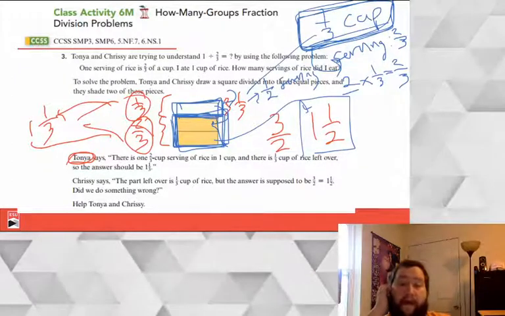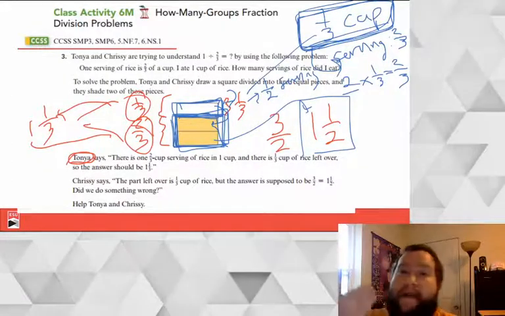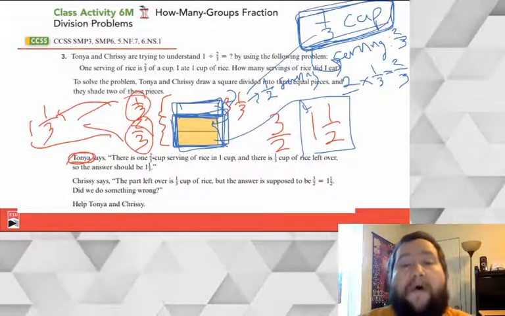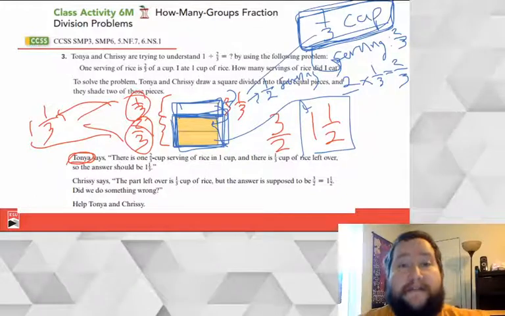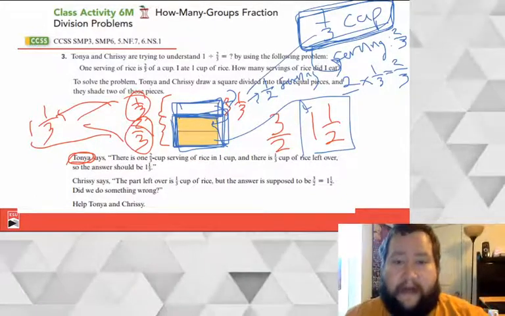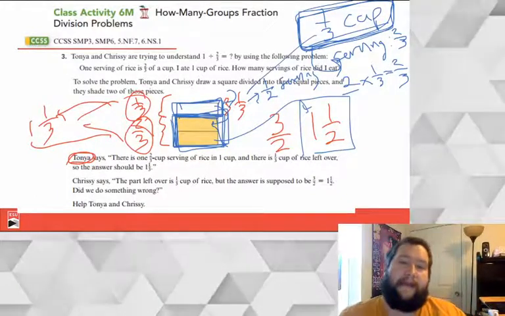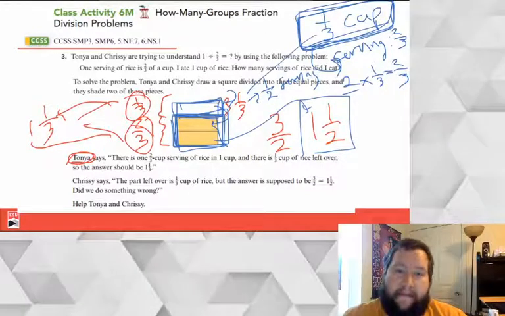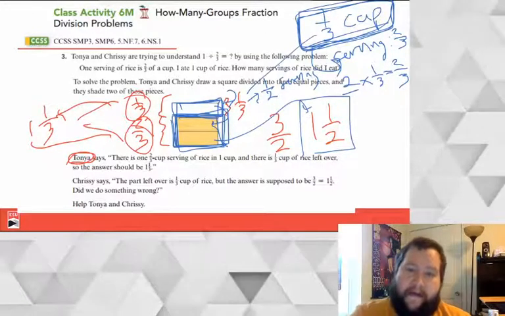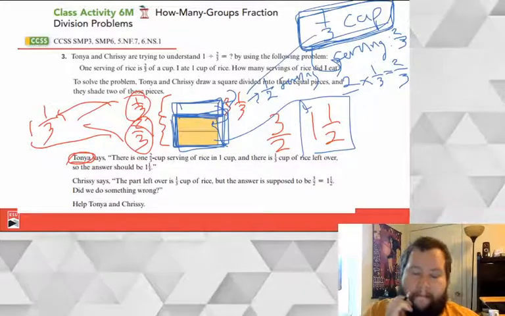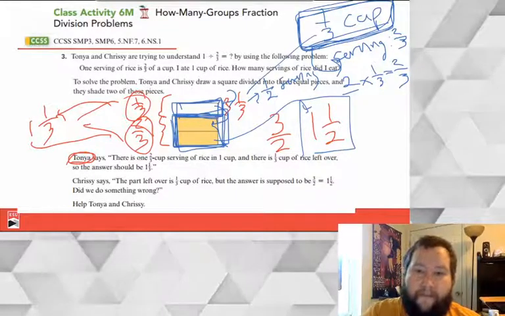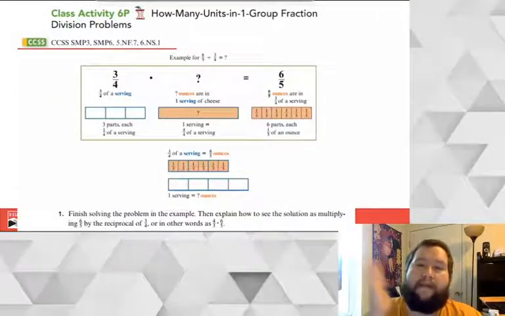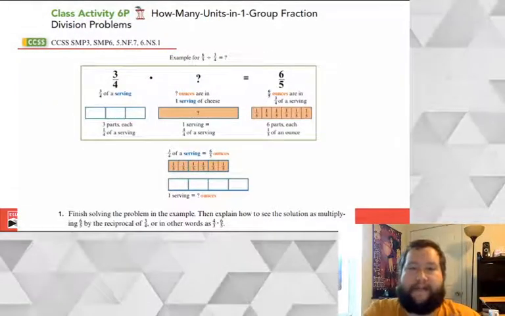And so it's important, right, that we think about what is our whole. In this case, the whole isn't a cup. The whole is a serving, which is 2/3 of a cup. And so it's important that we pay particular attention and look at that and see what is going on. So that was the how many groups interpretation.